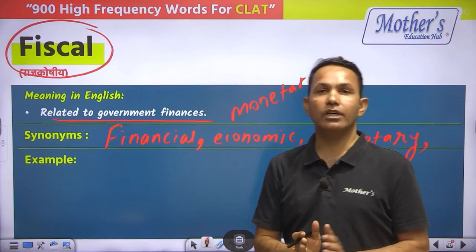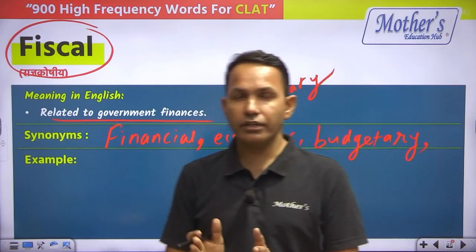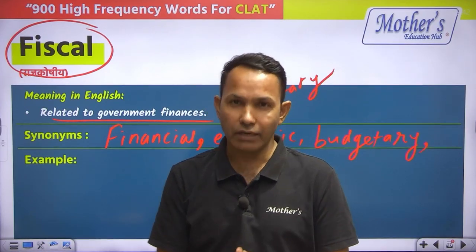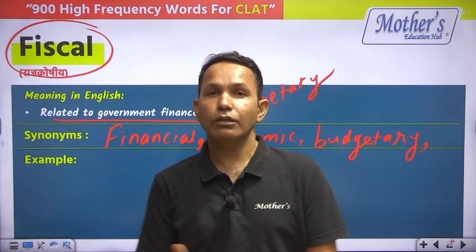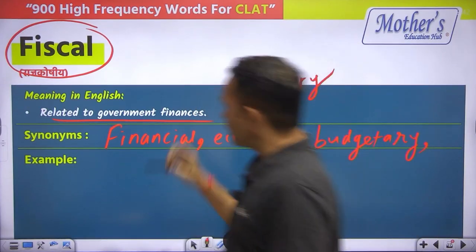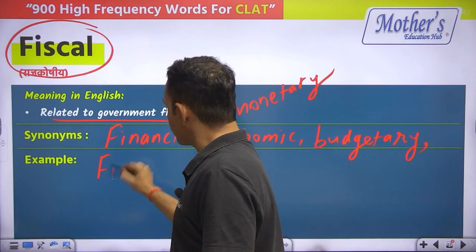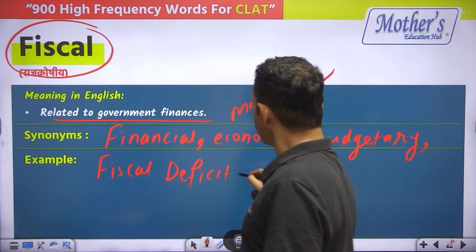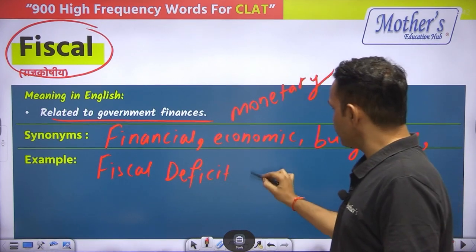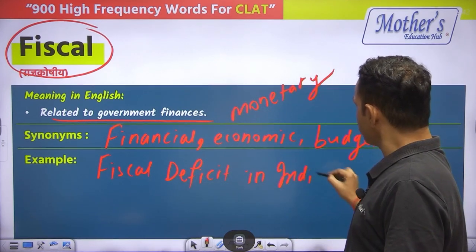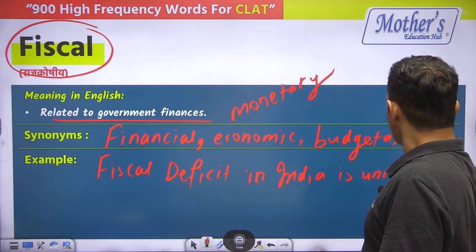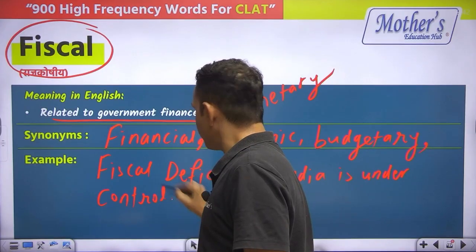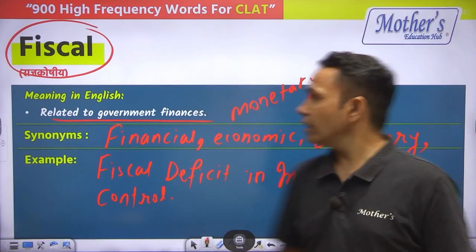Let's use this fiscal in a sentence. The fiscal deficit of many countries after COVID widened. Fiscal deficit in India is under control. Means India's fiscal deficit is under control. Let's move on to the next word.